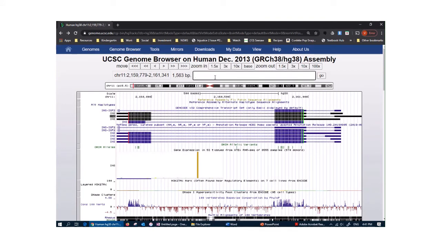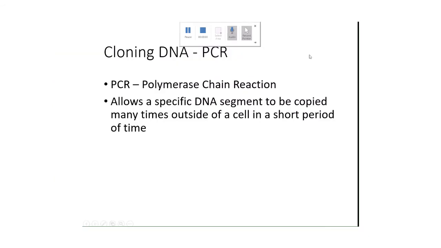You can look up any gene as long as you know the name of the protein or of the gene that you're looking for. You can find out exactly where it is in the human genome. Now that we have located the gene of interest, now that we know where the gene is on the chromosomes in the genome, we have to clone it.